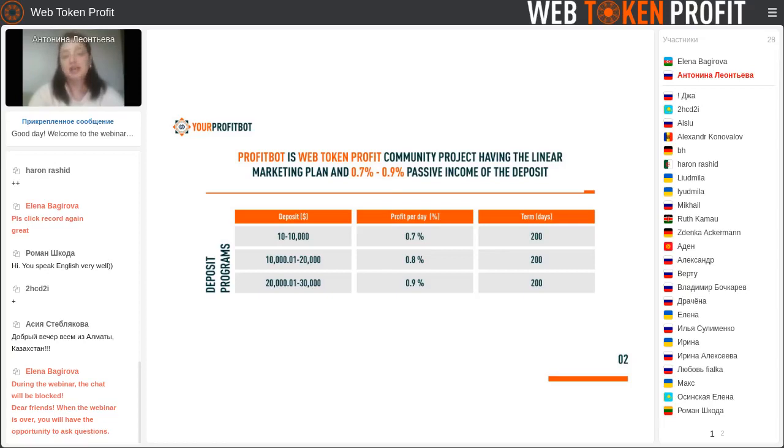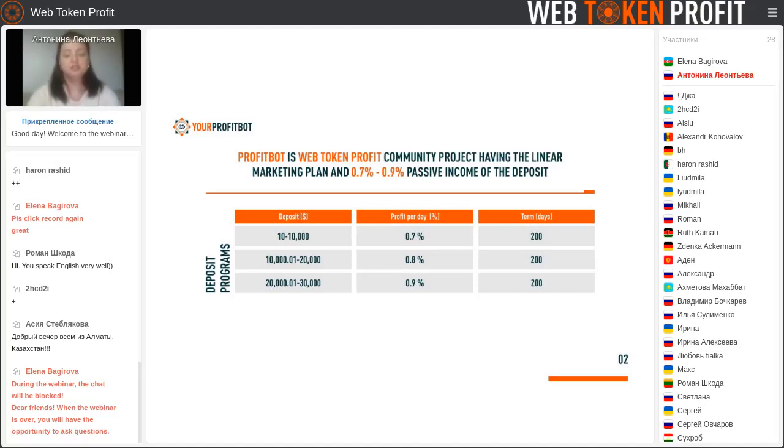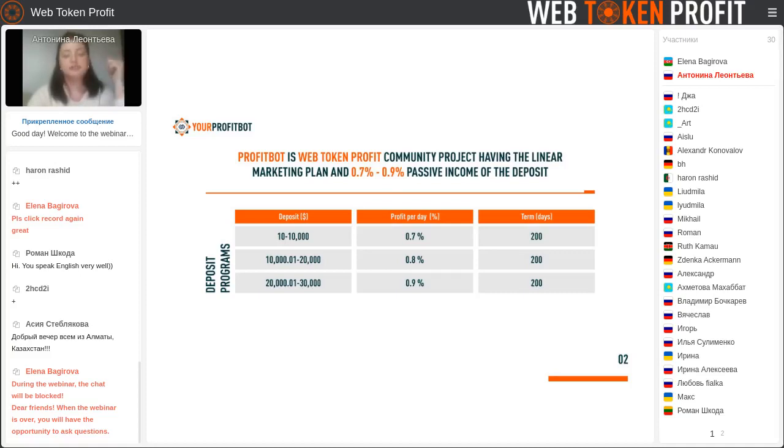And about our marketing plan, here you can see it's very clear. This project has three types of deposit tariffs. You can see the first deposit from $10 up to $10,000 at 0.7% per day, and of course for 200 days. Second, a deposit of more than $2,000 up to $20,000 at 0.8% per day for 200 days. And the last, a deposit of more than $20,000 up to $30,000 at 0.9% per day.